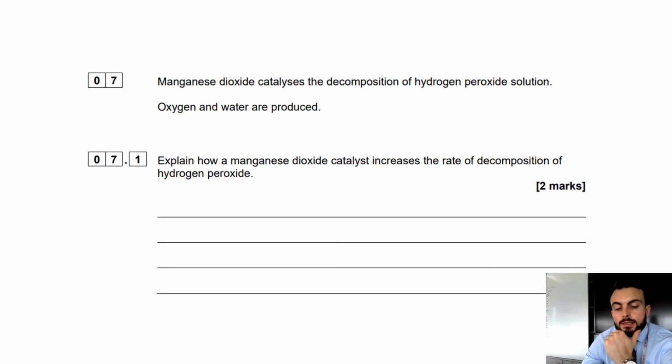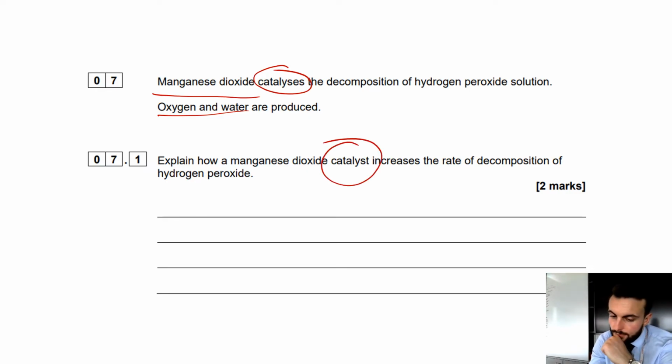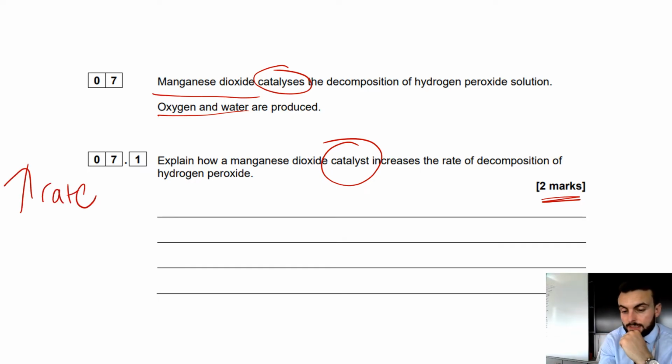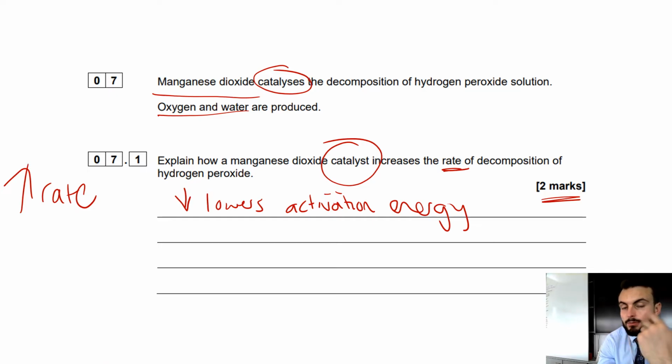Manganese dioxide catalyzes the decomposition of hydrogen peroxide. Oxygen and water are produced. Explain how manganese dioxide catalyst increases the rate of decomposition of hydrogen peroxide. So this is 2 marks. It's basically asking you, how does a catalyst work? Your first mark would have been it increases the rate, but it's already said that for you. Second thing, it lowers the activation energy. And the third mark that you need to remember in your catalyst explanation is by providing an alternative pathway.